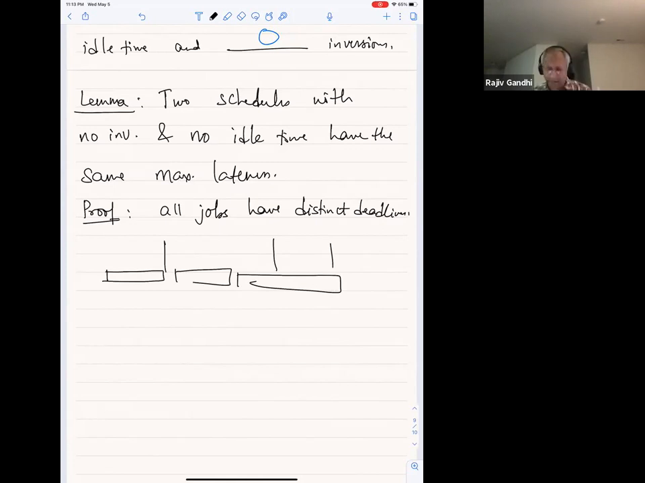If some jobs have the same deadline, then the only place where it will differ is the order of those jobs. For example, if you have a physics homework due tomorrow at 7 o'clock and a math homework due tomorrow at 7 o'clock, whether you do physics first and then math, or math first and then physics, that is the only difference. But they both will be done before the homeworks that are due 2 days later. So two schedules with no inversion and no idle time will have the same lateness. Are you all convinced with this?